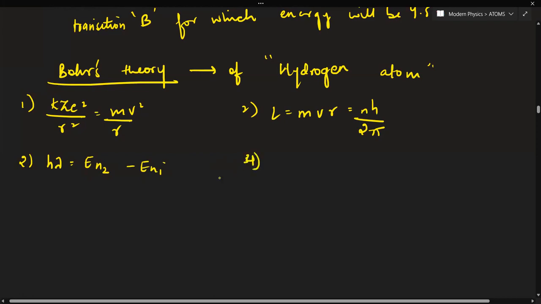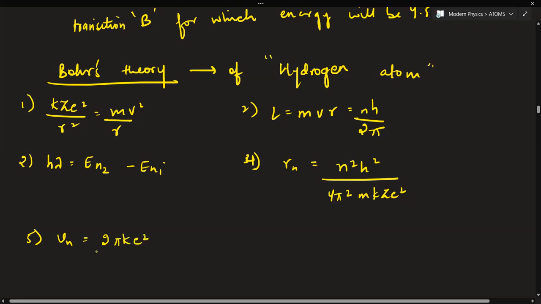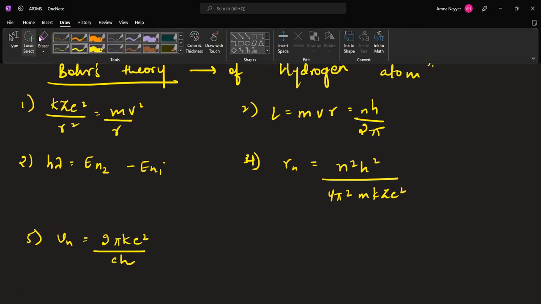Also, you have to remember that the radius of any n orbit is given by n square h square divided by 4 pi square mkZe square. Regarding the velocity, vn is given by 2 pi kZe square divided by nh. Let me write nh only.